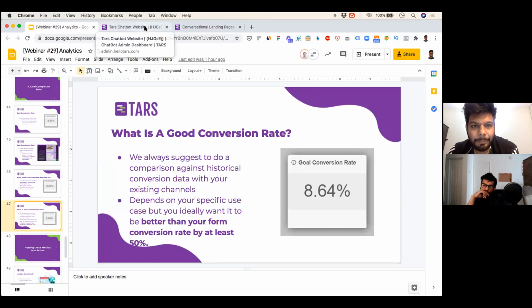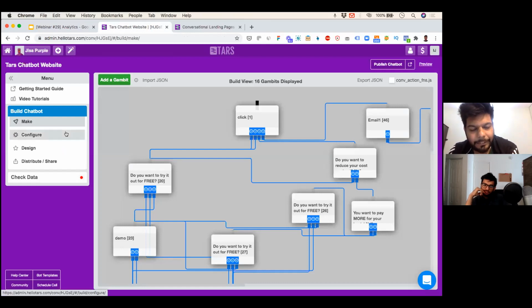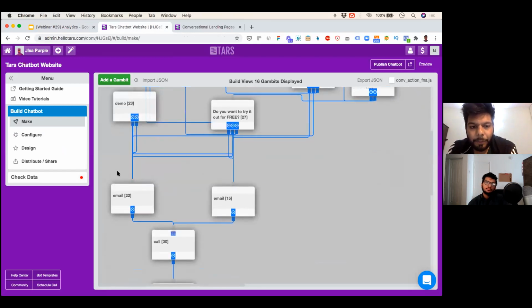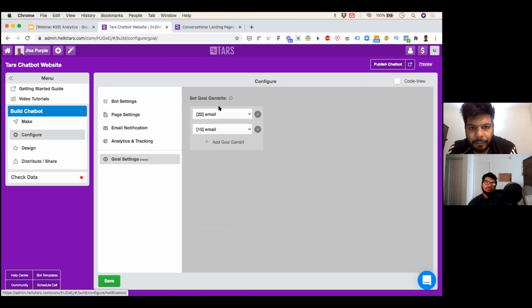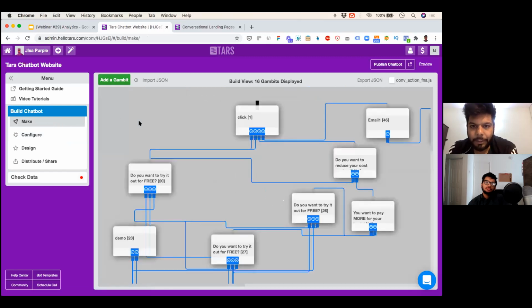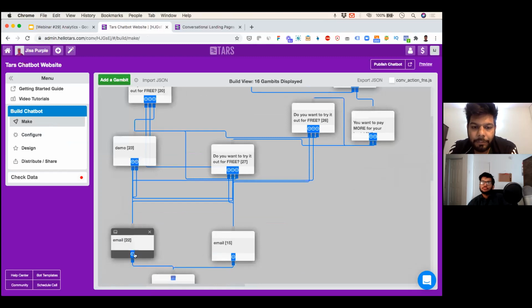Because let me go back here and look at the workflow. Now my goal here was how many people would share. If I look at the goal settings here, you would see that Gambit 15 and Gambit 22 is where I've defined that those are goal gambits for me. So if someone reaches the 15 or the 22, that's a goal for me.